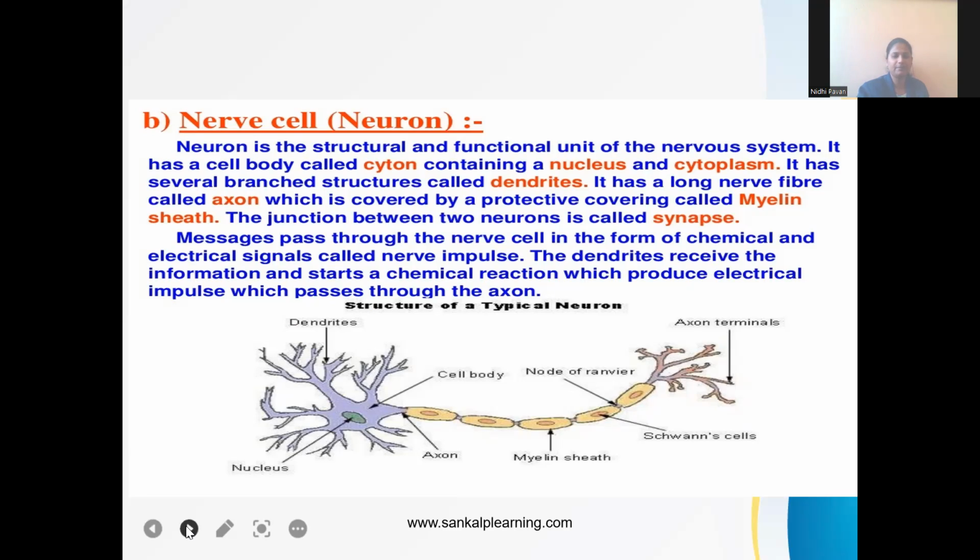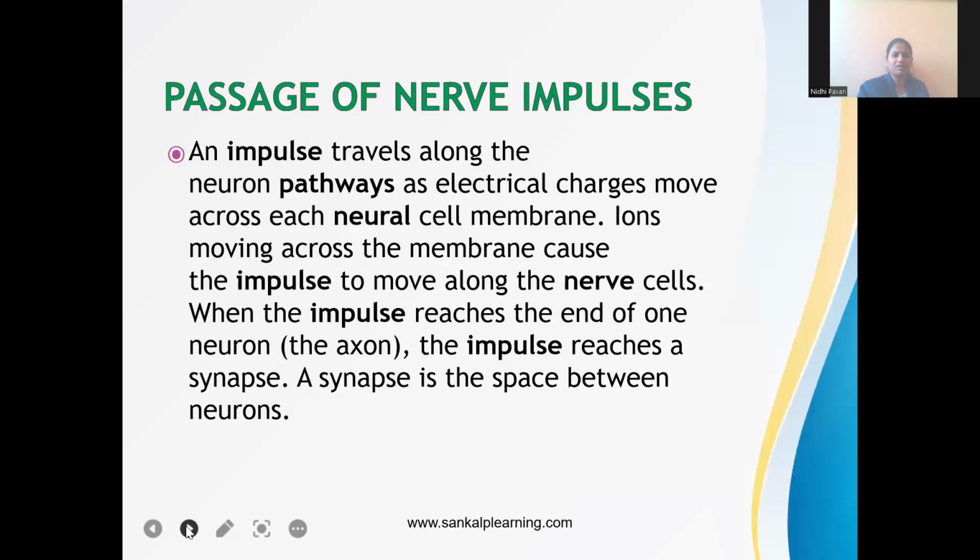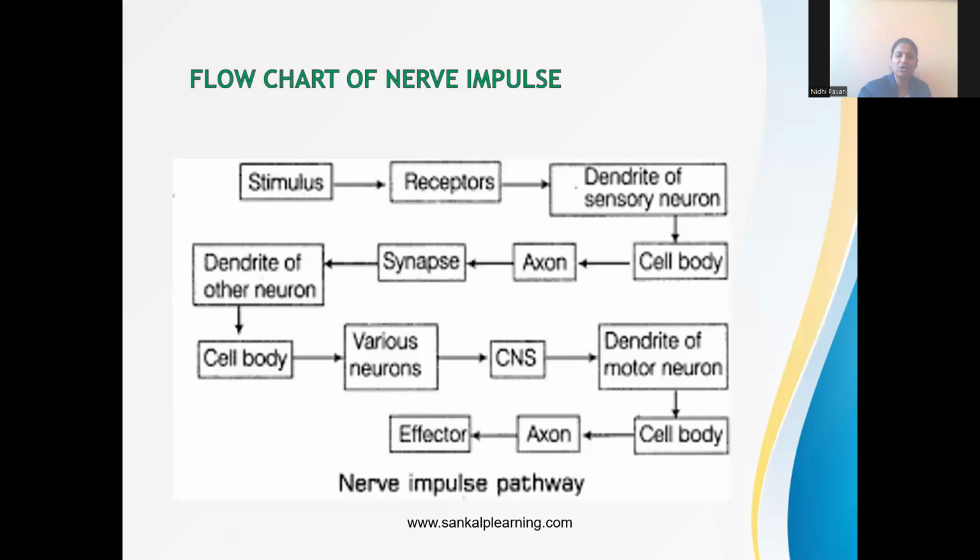Next you have the passage of the nerve impulse. What is the passage of the nerve impulse? An impulse travels along the neuron pathways.